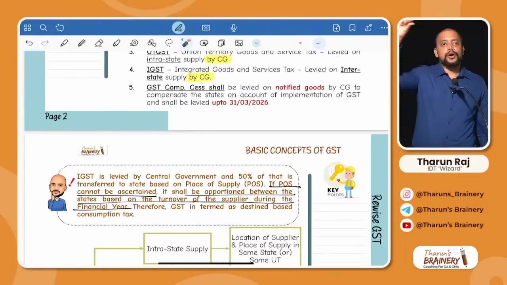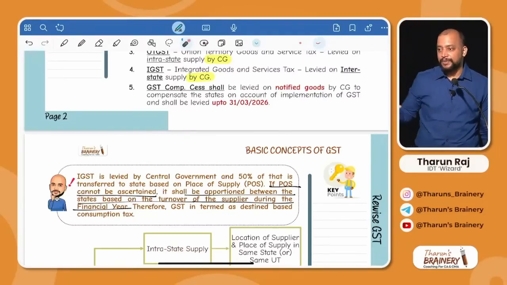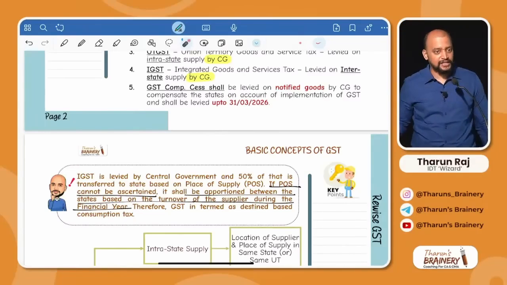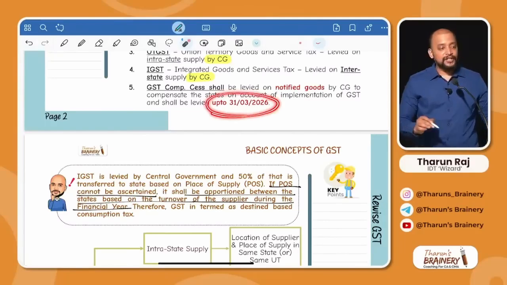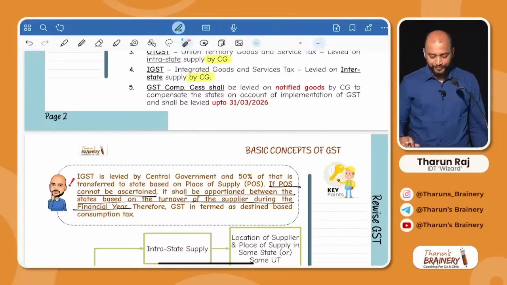If you see the GST compensation cess rate in the question, you take that, and you need to arrive at the compensation cess payable. The rate and all will be given in the question itself. You don't have to remember any rate. Only then you need to take it. But mostly they will be giving this date for MCQ purposes, up to 31st March 2026.